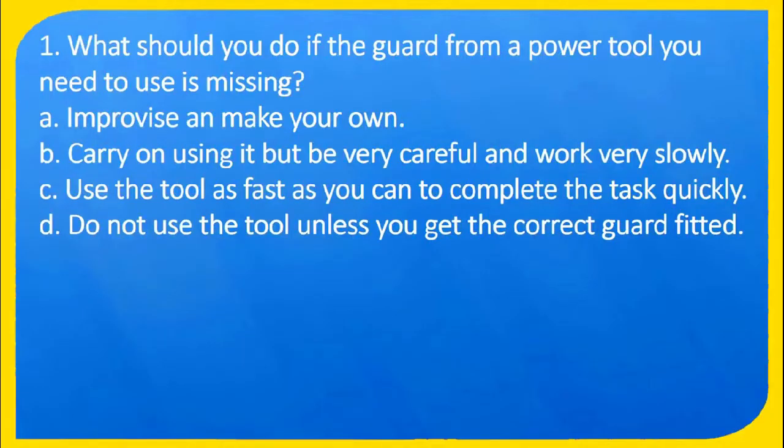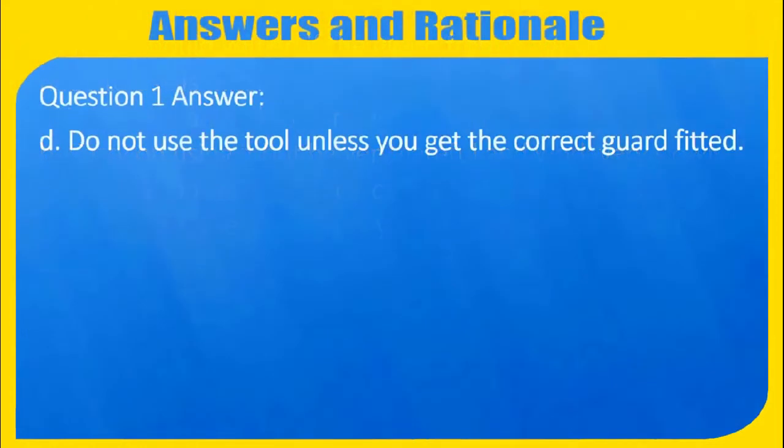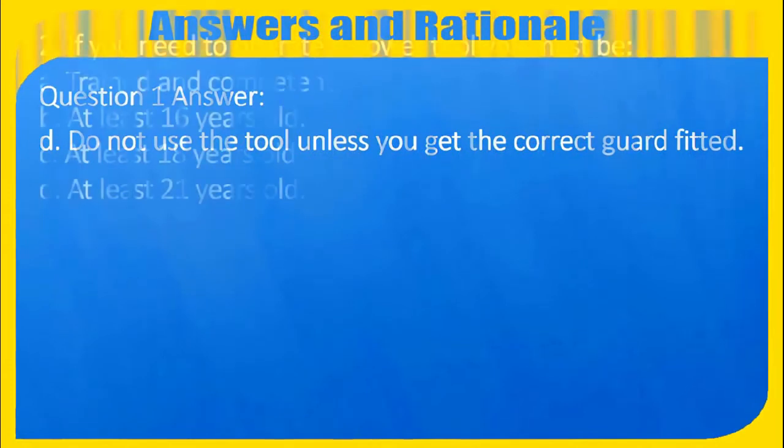Question 1. What should you do if the guard from a power tool you need to use is missing? A. Improvise and make your own. B. Carry on using it but be very careful and work very slowly. C. Use the tool as fast as you can to complete the task quickly. D. Do not use the tool unless you get the correct guard fitted. Question 1 Answer D. Do not use the tool unless you get the correct guard fitted.